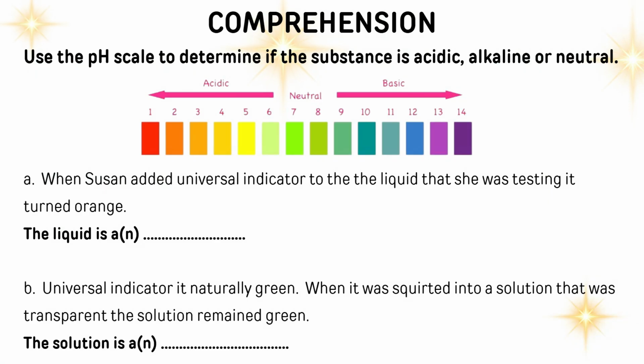Okay, so finally, use the pH scale to determine if the substance is acidic, alkaline, or neutral. When Susan added universal indicator to the liquid that she was testing, it turned orange. The liquid is A or N. Universal indicator is naturally green. When it was squirted into a solution that was transparent, the solution remained green. The solution is A or N. Have a gander, have fun, answer it the best way you can.